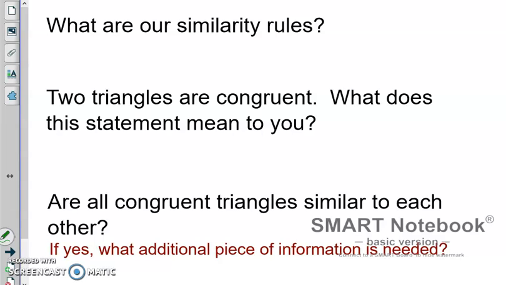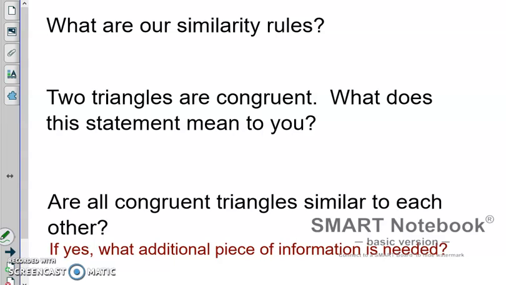If two triangles are congruent, what does that statement mean to you? And then, are all triangles that are congruent similar to each other? And if the answer is yes, what additional piece of information is needed to be able to say that similar triangles can be congruent, and they're congruent when this additional piece of information exists? When you're finished, you can turn the video back on. You want to do one question at a time and then turn the video on and off as we go through that to adjust your thinking and answers. That's perfectly okay as well.